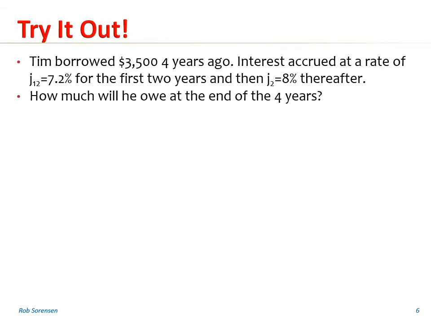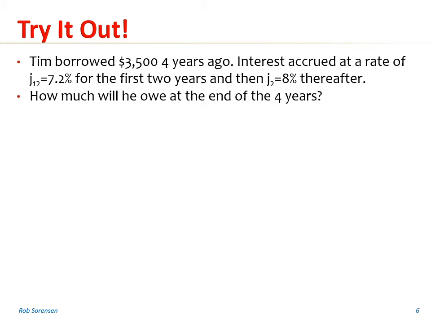Let's give you a chance to try one out. Tim borrowed $3,500 4 years ago, and interest accrued at 7.2% compounded monthly for the first 2 years, and then it switched to 8% semi-annually after that. How much will he owe at the end of the 4 years? Go ahead and hit pause, give it a try, and when you're ready, come on back, and I'll work through it with you.